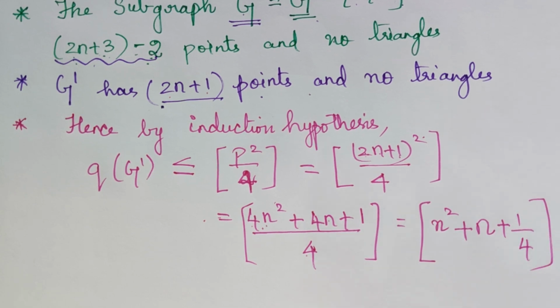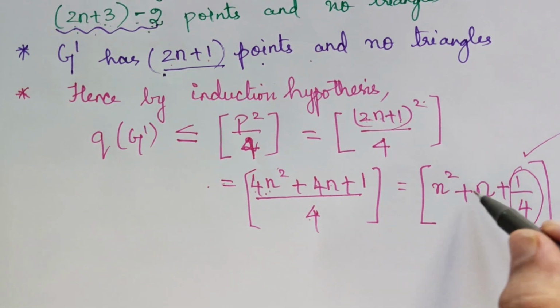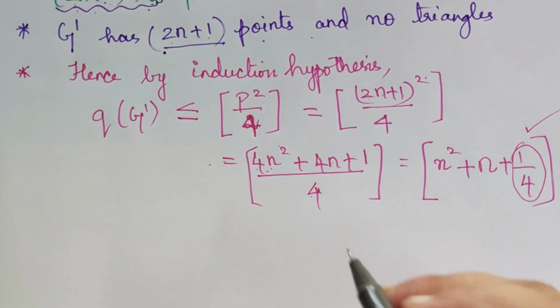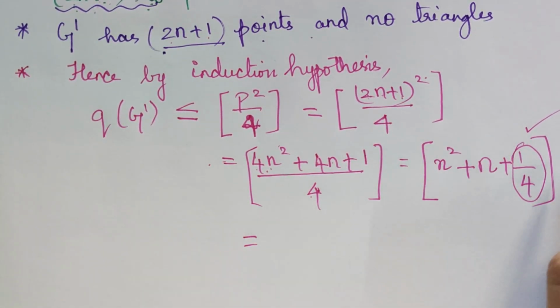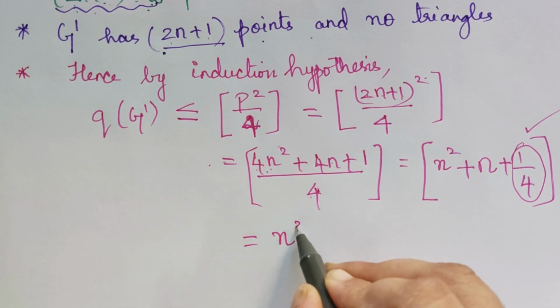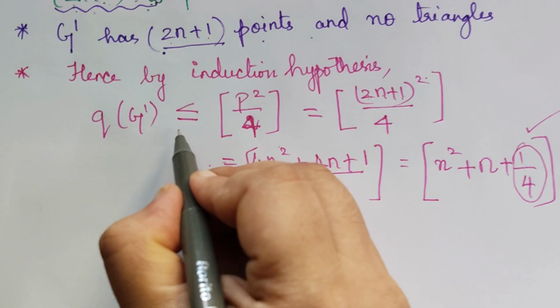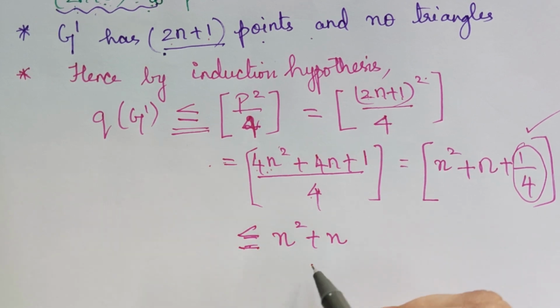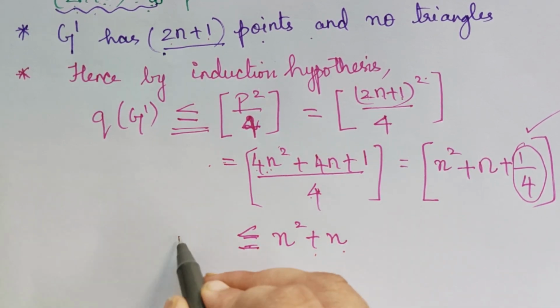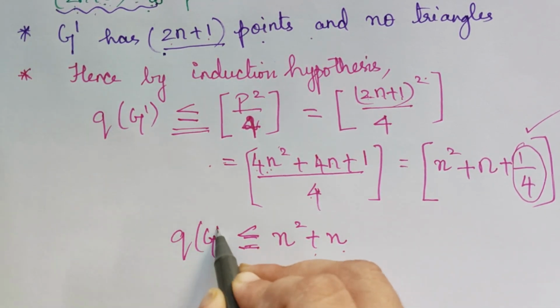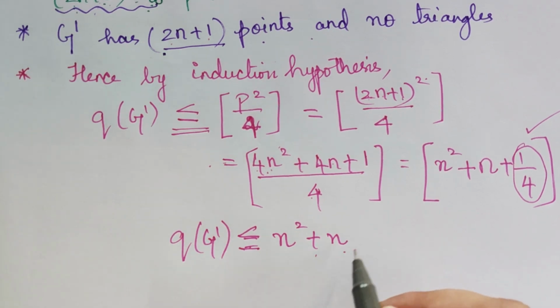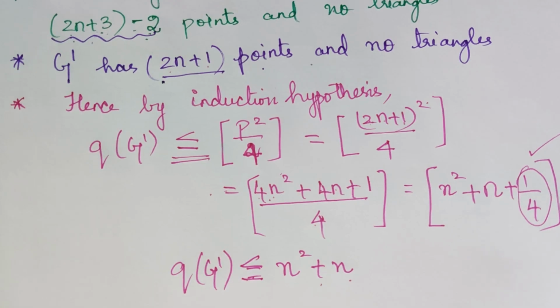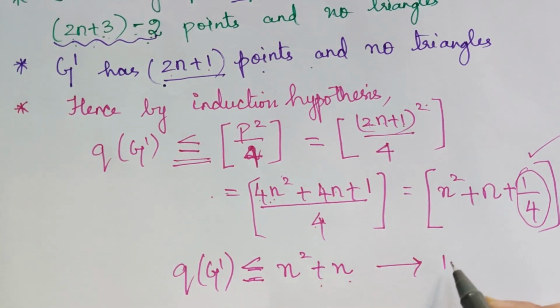Now what is the integer here? This one. We can remove this because we are taking only the integral part. So after taking the integral part, you get n square plus n. But actually it is lesser than or equal to, so that inequality we have to bring here. So lesser than or equal to n square plus n. Therefore Q of G dash is lesser than or equal to n square plus n. Let us mark this as equation 1.